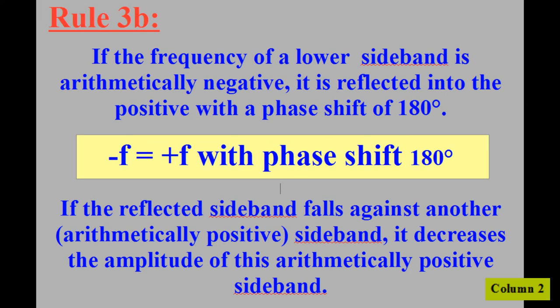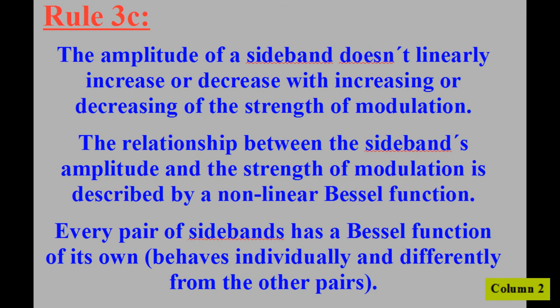But we can agree on rules 3b and 3c at least. If the frequency of a lower sideband is arithmetically negative, it is reflected into the positive with a phase shift of 180 degrees. If the reflected sideband falls against another arithmetically positive sideband, it decreases the amplitude of this arithmetically positive sideband.